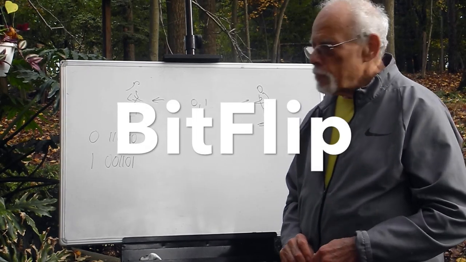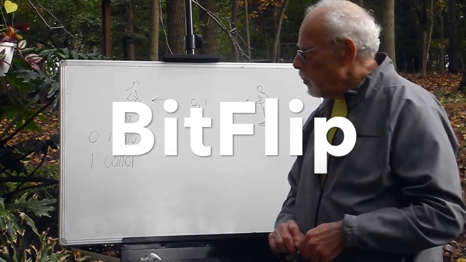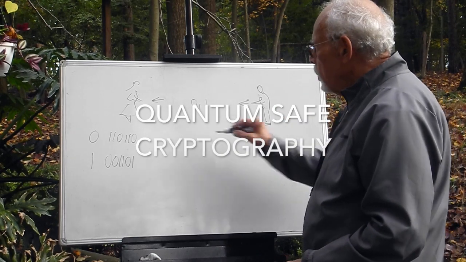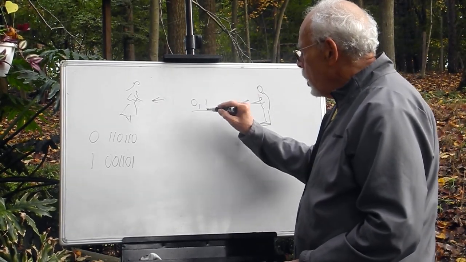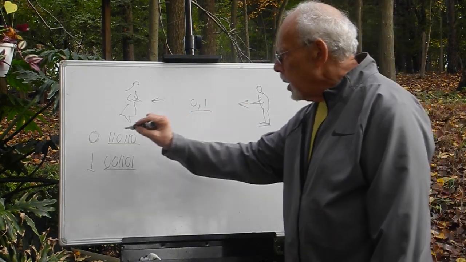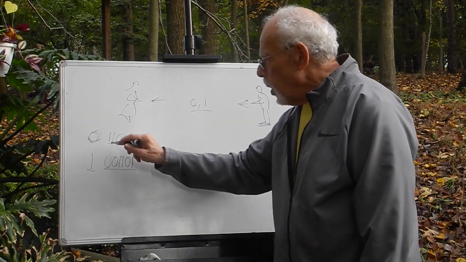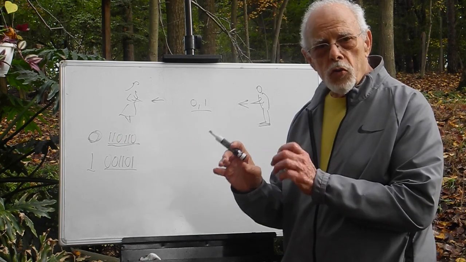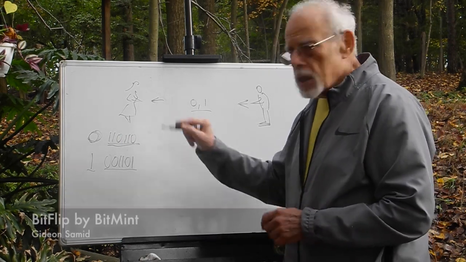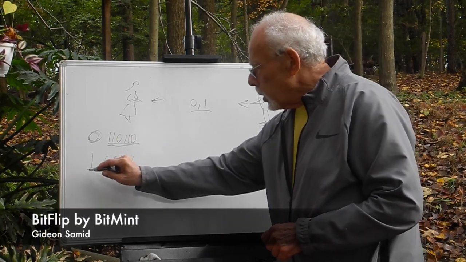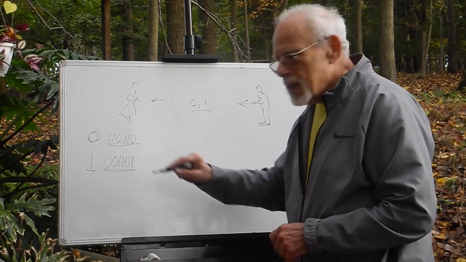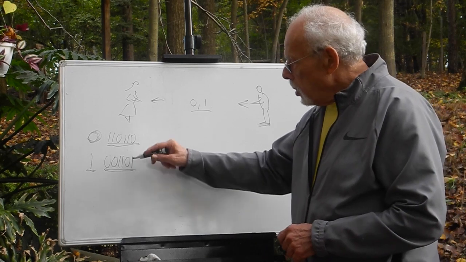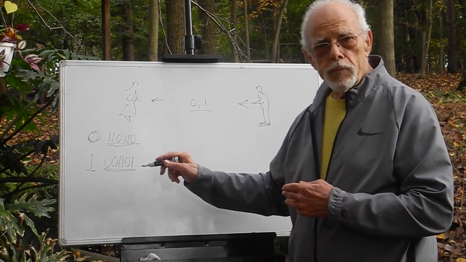Bit flip, Trans-Vernam cipher. Transmitter here, recipient here. What goes through are zeros and ones. We take the symbol 0 and match it with a string of 6 bits. And we take the symbol 1 and match it with 6 bits, a different string.